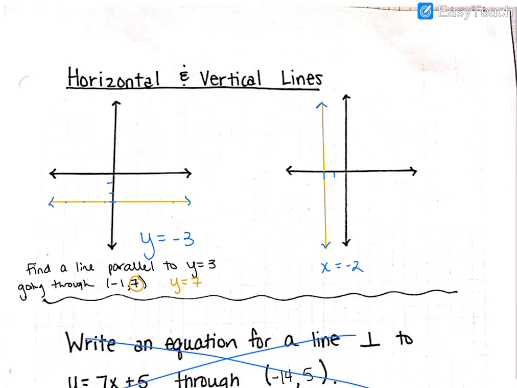Now, if I instead said, let me erase this. If I instead said perpendicular, okay, then this would no longer be my answer. Because if I was perpendicular to a horizontal line, I would be talking about a vertical line. If I'm going through the point negative 1, 7, this would be a vertical line like this. So I'd have an x equals equation. Well, x has to be then negative 1.